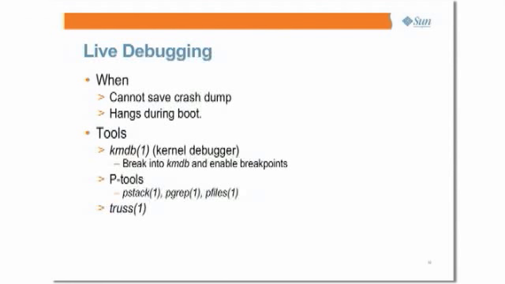We have the kernel debugger KMDB, so you can boot in KMDB and set breakpoints. There are various ways to set breakpoints, disable them, enable them, and watch values in the kernel. Then you also have a lot of p-tools: pstack, ps, pflags, stuff like that. All these are extremely useful when you are doing live debugging. And of course, truss, with the numerous options it has, that people can spend a good amount of time reading the man page and still not figure out how to use truss.